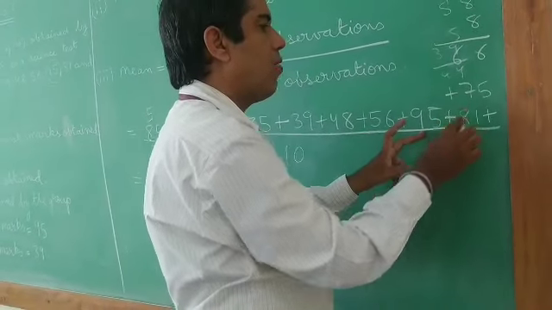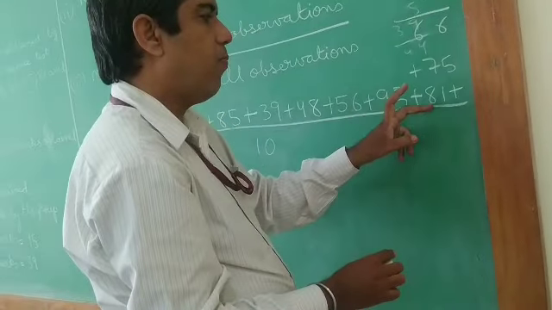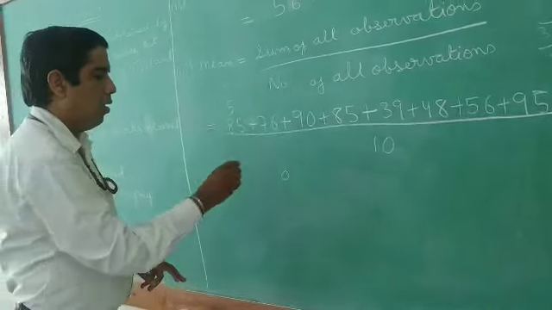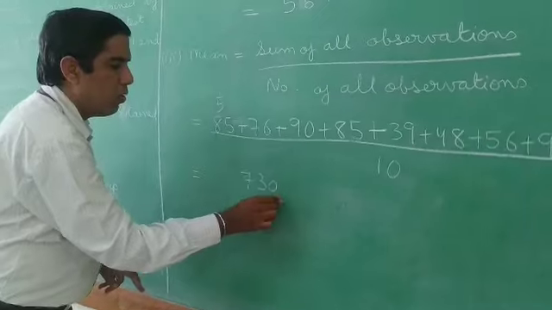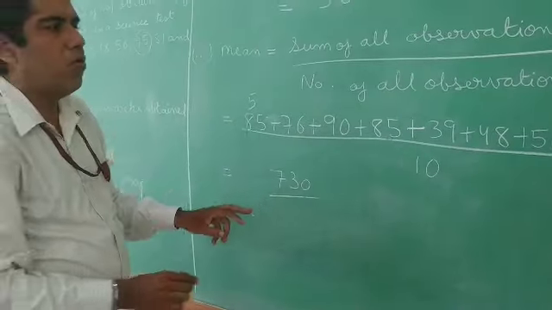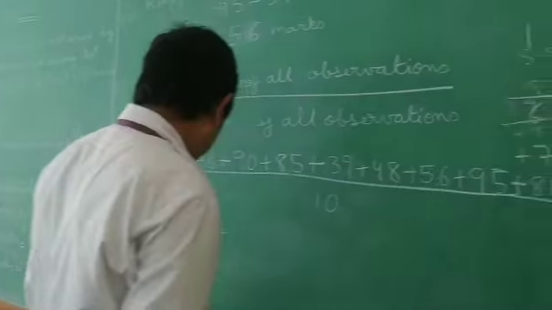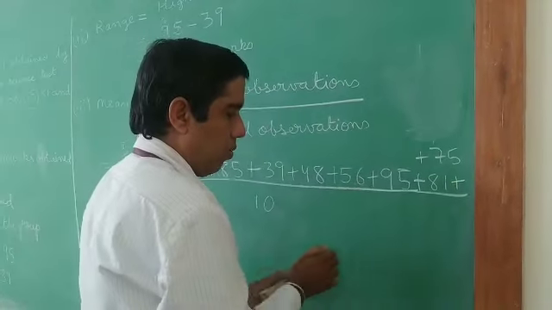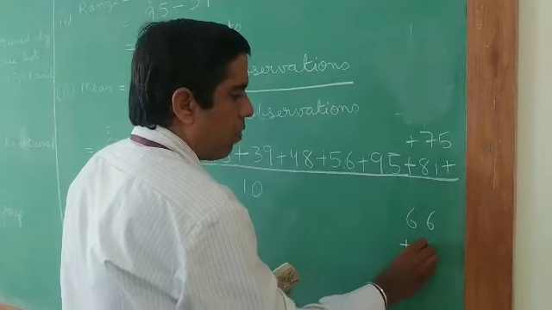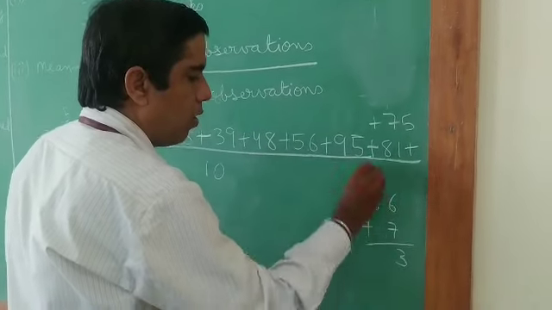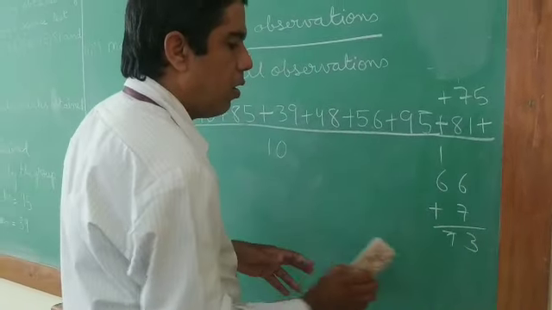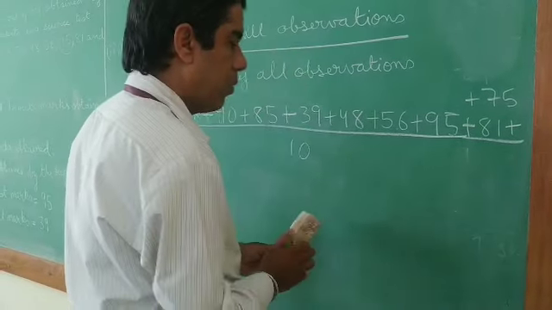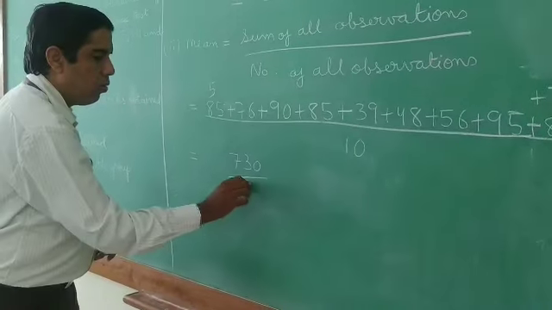What is the answer? 66 plus 7, it comes 73. So 730. 66 plus 7, you can see here, I am going in rough here. 66 plus 7. 7 plus 6, 13. 1 carry. So 73 will come. So 730 upon 10.